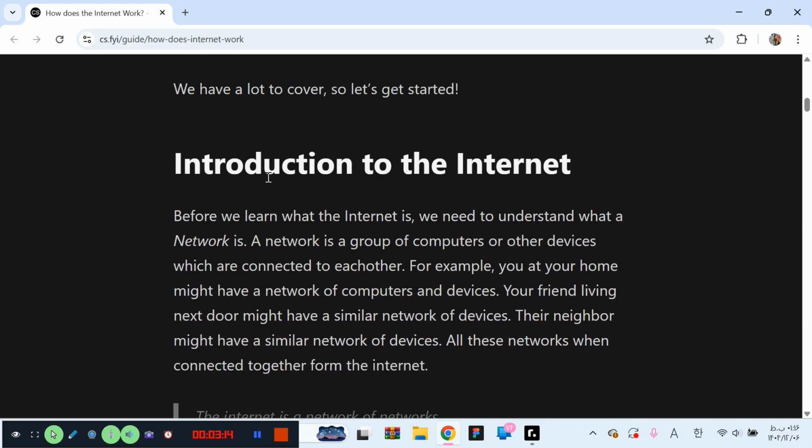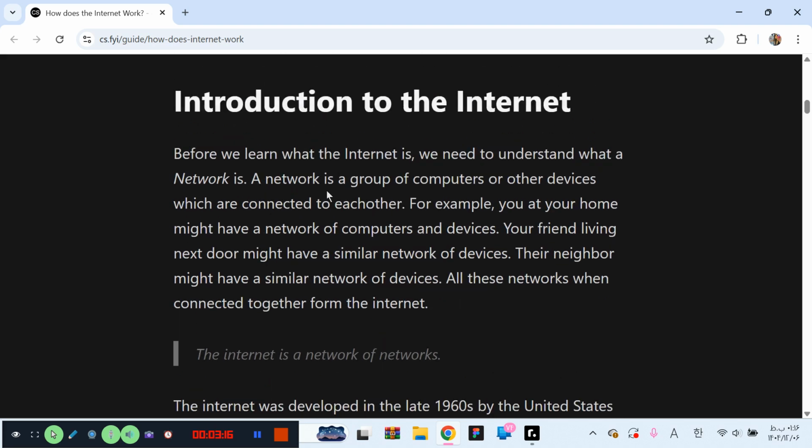Introduction to the Internet. Before we learn what the Internet is, we need to understand what a network is. A network is a group of computers or other devices which are connected to each other. Say like your phone or your laptop and maybe a printer, they are connected through Wi-Fi or through your email or anything you think. They are connected. You cannot deny it.